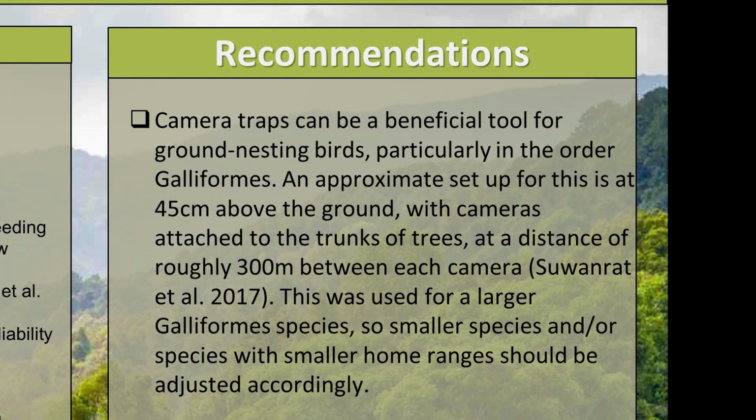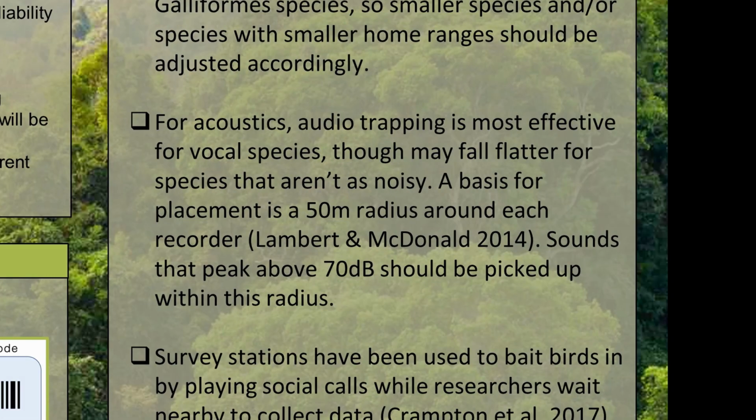For acoustics, audio trapping is most effective for vocal species, though it may fall a little bit flatter for species that are quieter or aren't as noisy for whatever natural history reason. A starting point for placement is 50 meters around each recording device in the array. Sounds that peak above 70 decibels should be picked up within this radius and should be adequate for most bird species.